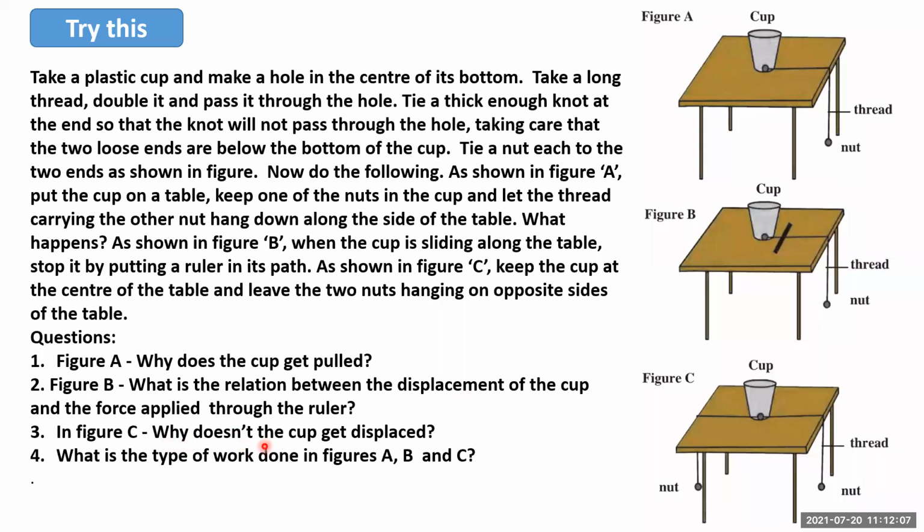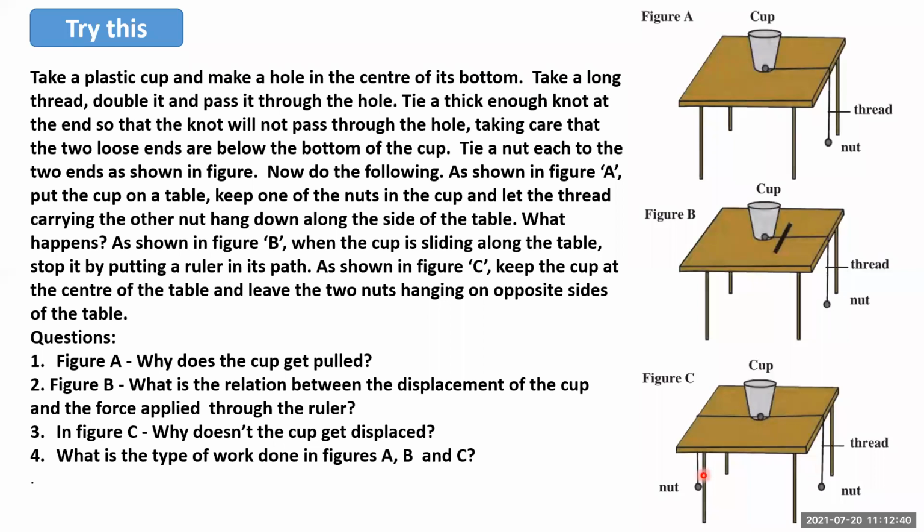Third one: why doesn't the cup get displaced in the third example? Because there are two nuts hanging on either side of the table. The same gravitational force pulls down each nut with the same force. So on applying the same force on both sides, the cup will not get displaced anymore.